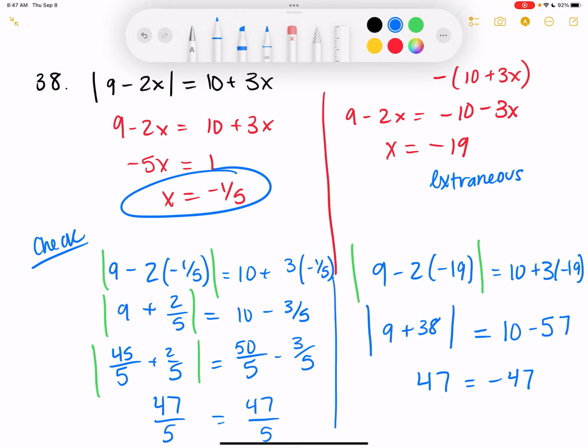All right, any questions about the equality ones? All right, so we'll do a couple of the inequality ones. Again, they say to graph, but we're not going to do that.